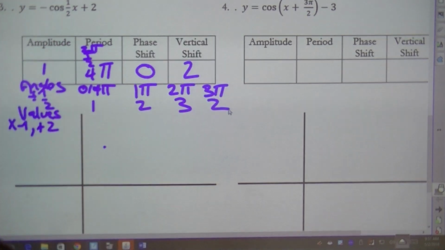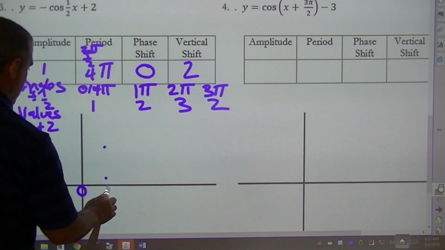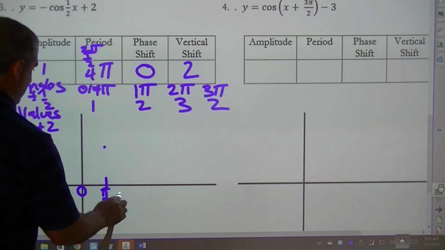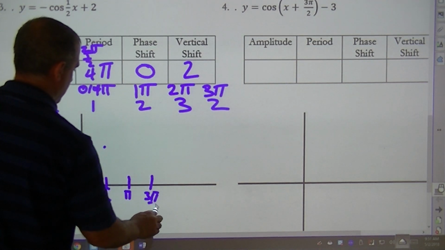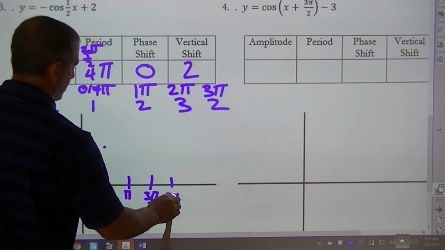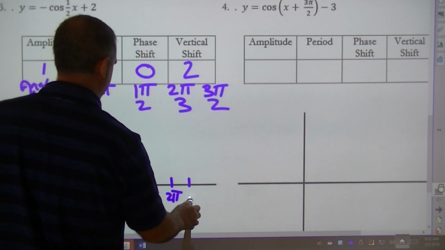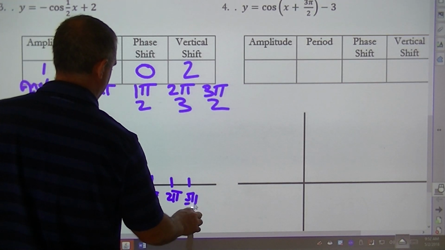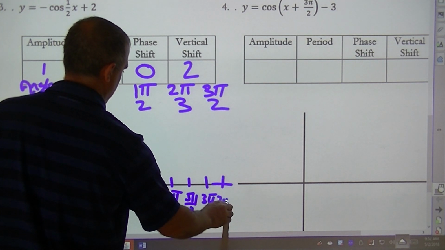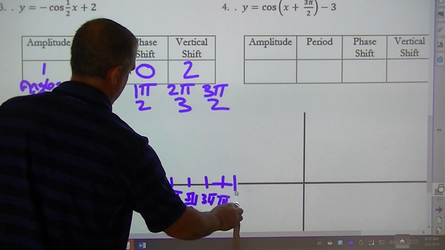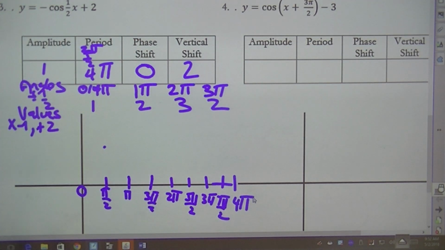Okay. All right, so when I make this, I normally do 0, pi over 2, pi, 3 pi over 2, 2 pi. Now as you can see, this fraction keeps continuing. So what I'm going to have to do is 5 pi over 2, okay, 3 pi, 7 pi over 2, and 4 pi. If you notice, all the fractions always work in odd increments.